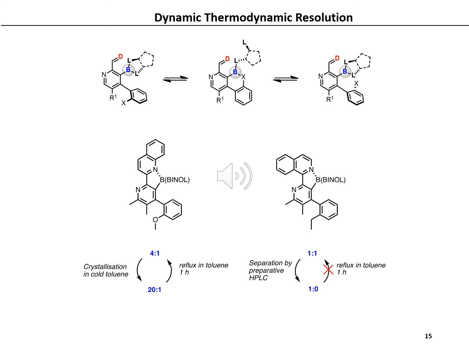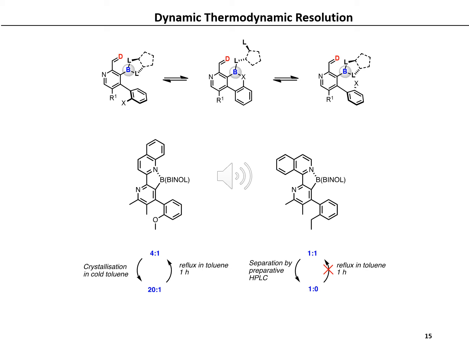Something interesting happened with the compound presented on the left, the quinoline with the methyl and the methoxy. With the ratio of 4:1, we were able to isolate an excess of 24:1 by crystallization in cold toluene. And this new ratio, after heating at reflux in toluene for 1 hour, returned to a ratio of 4:1. We try in parallel with one bearing not a methoxy group but an ethyl group, which has a ratio of 1:1, to obtain only one of both diastereomers.